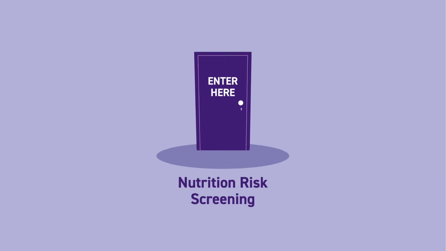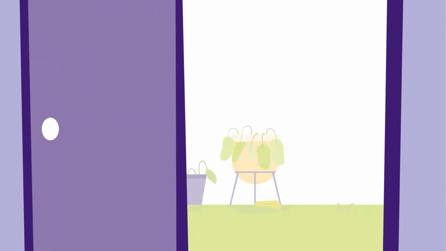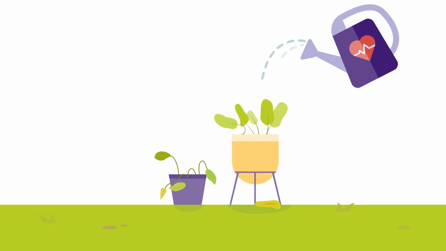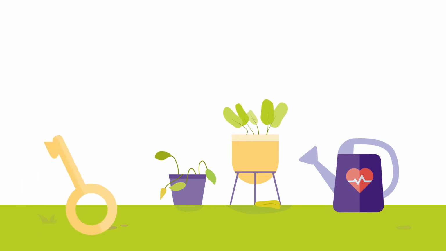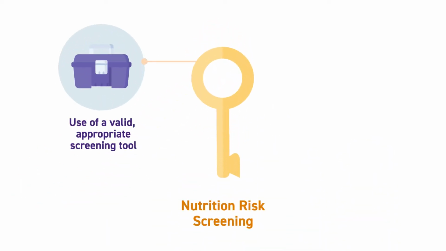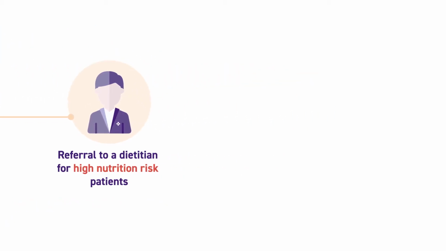Nutrition risk screening is key for early identification of nutrition issues. It helps identify those at risk of malnutrition or those already malnourished who could benefit from nutrition support. It should consist of two parts: use of a valid, reliable screening tool appropriate to the population in which it's applied, and automatic referral to a dietitian for known high nutrition risk patients.